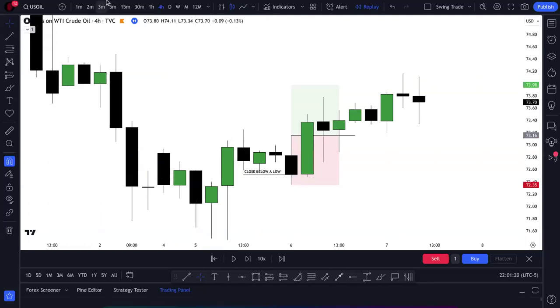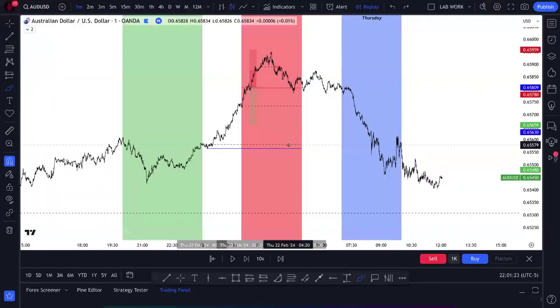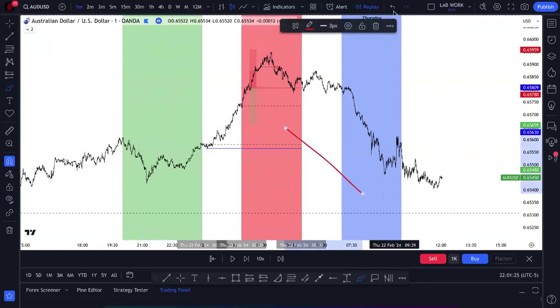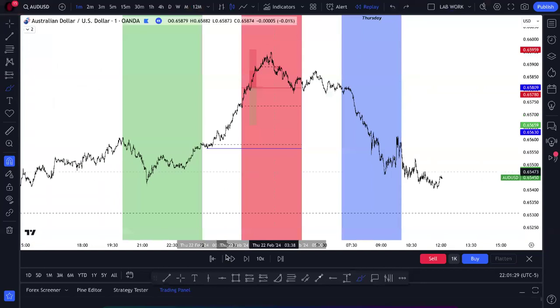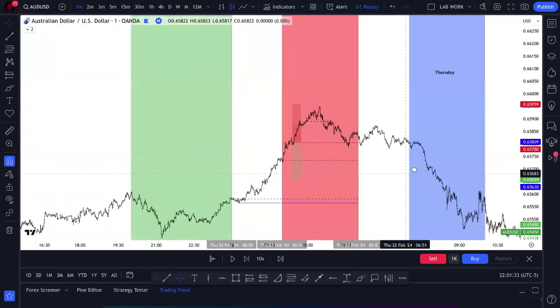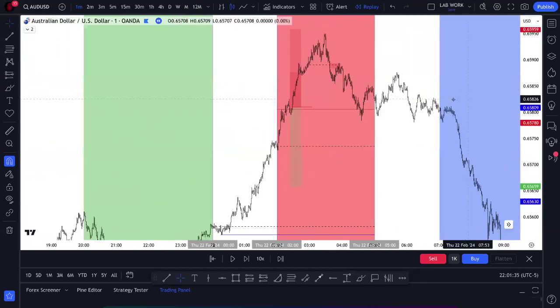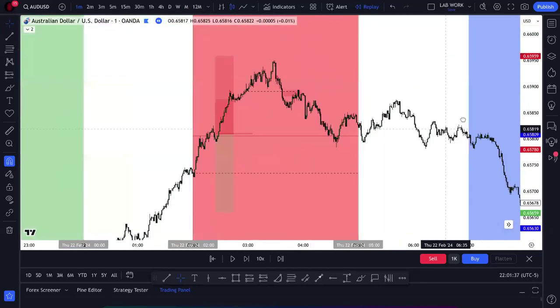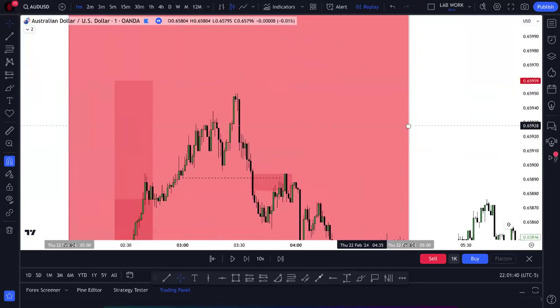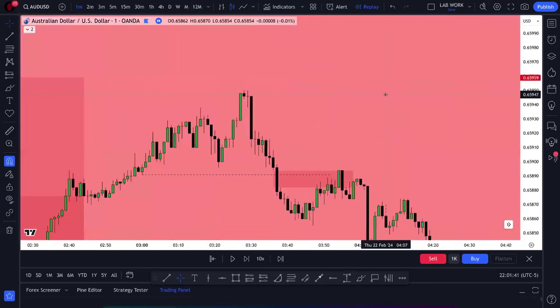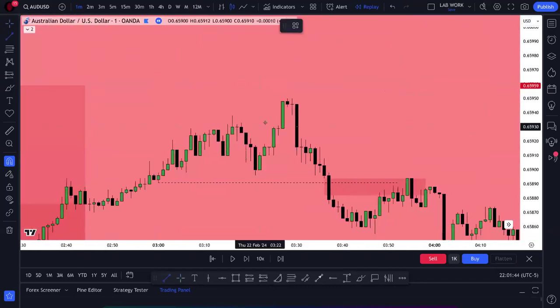So let's go back to some of these examples here. Let's just look at the pinnacle of the top of London session. Best believe odds are it was a smash candle. There's no other answer to it. Odds are it was a smash candle that turned price around. Guarantee you, every time.